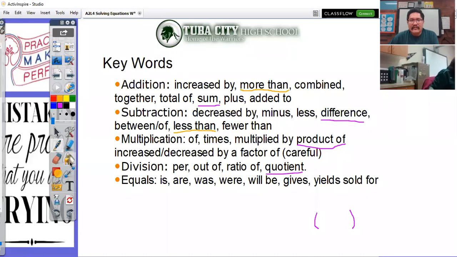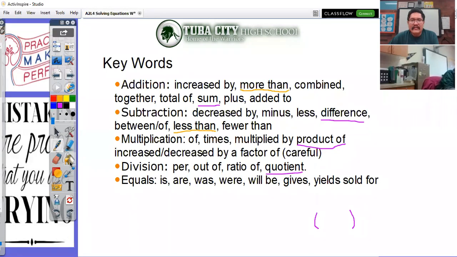So most of these you already know. Like if I asked you to think of some words that mean addition: increased, more than, combined, together, total, sum, plus, added. Those are no problem. Everybody knows those. So these ones I underlined in orange are tricky. Those ones are often confused with each other.